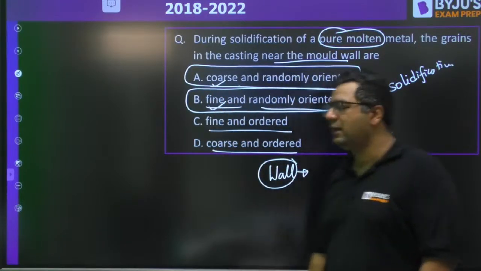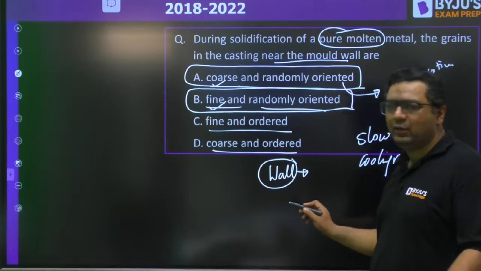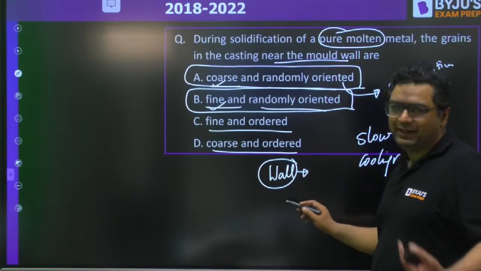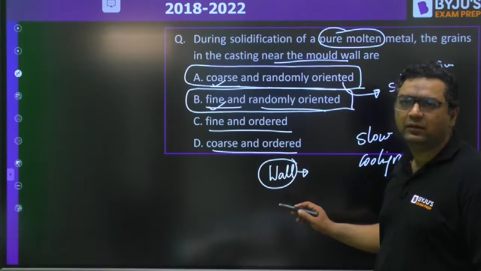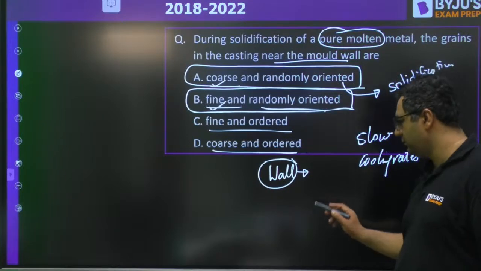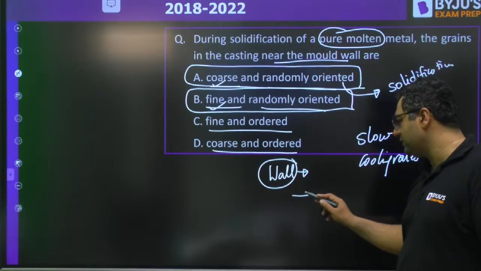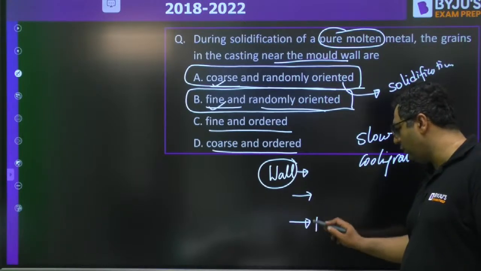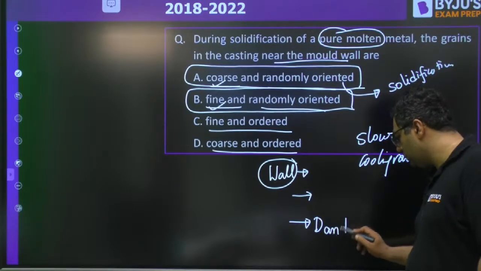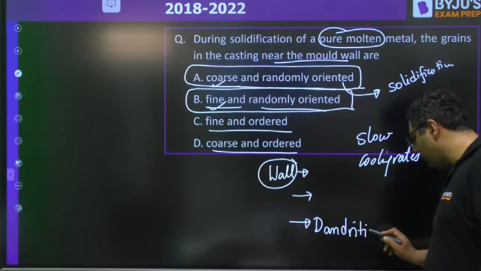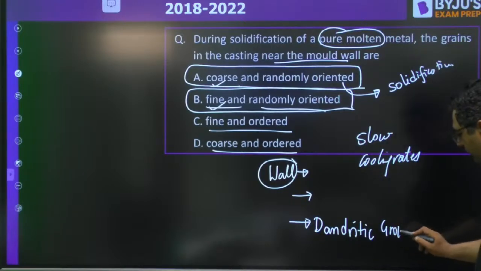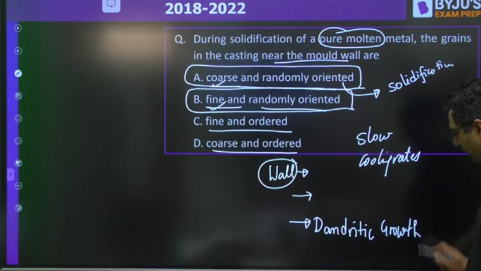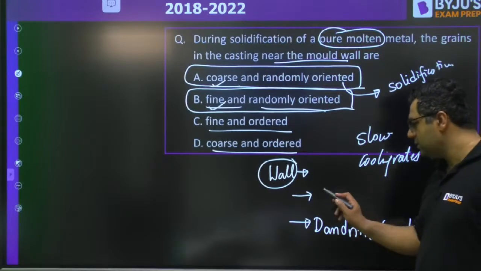So, my dear, there are two types of solidification happening. One is said to be layer by layer. What is the name of that? Two types of solidification happen. One is dendritic growth. What is the name of the second one? Skin forming.